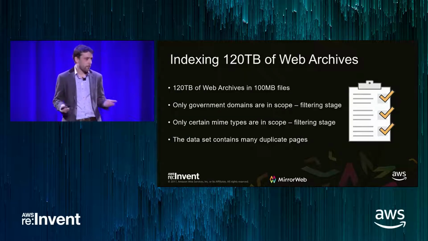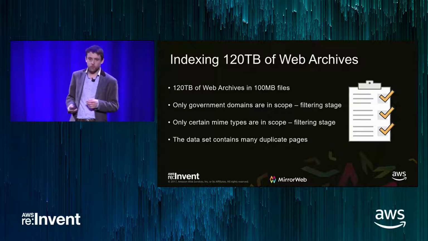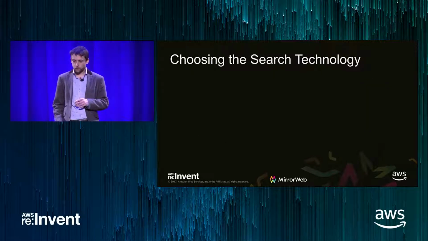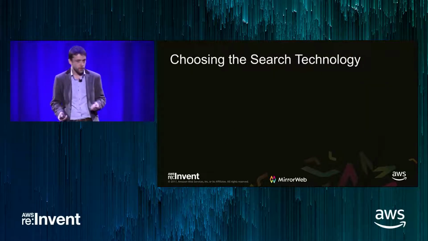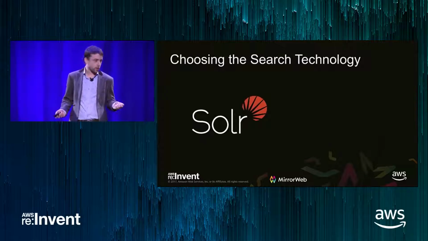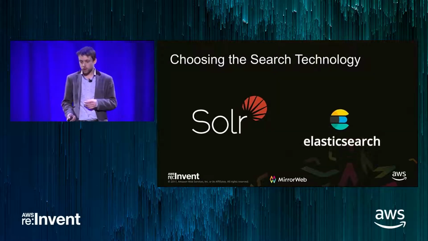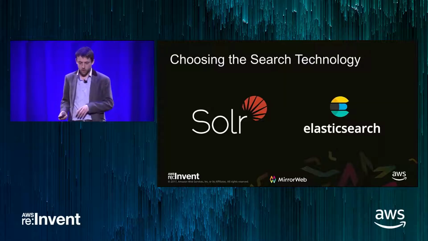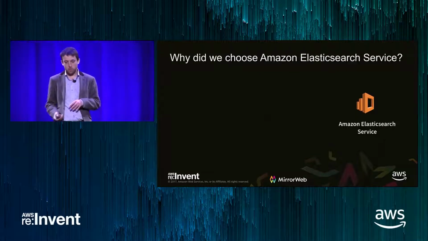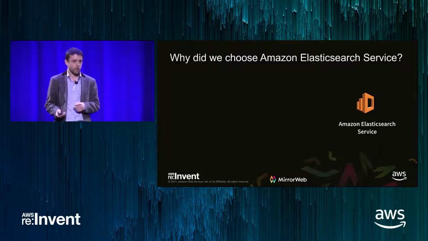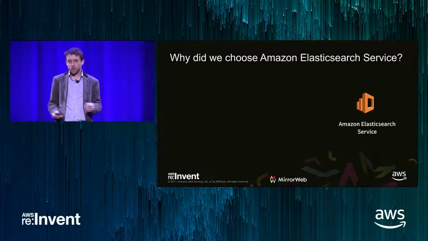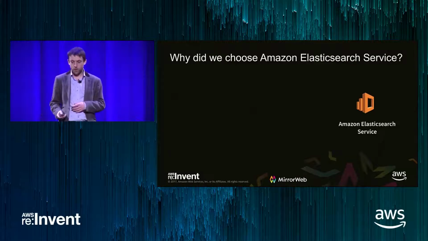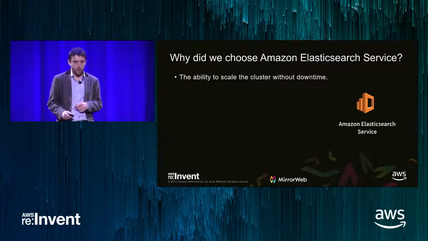The dataset also contained many, many duplicate pages, and we had a requirement that we were not to provide any duplicate results. So, choosing the search technology, there were 2 choices that we looked at that were popular at the time, Solr and Elasticsearch. Elasticsearch was the winner, as we've seen from the slides previously. It's very popular at the moment, but also Amazon offered us an Elasticsearch service. And we were a small team, and we didn't have a lot of search experience, so it made sense to have a look at running it on Amazon.